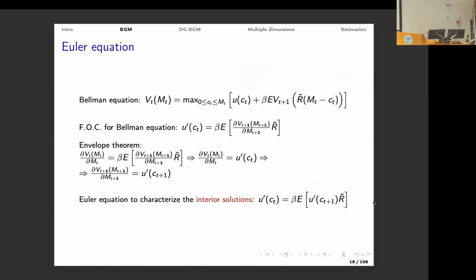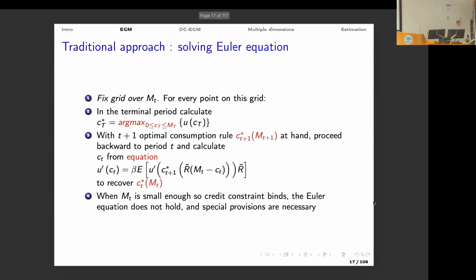Alternatively, we could write down the Euler equation, right? Let me skip the derivation. The Euler equation describes the optimal choices in two adjacent periods. It's basically a combination of first order conditions and the envelope theorem. It tells you that you have to equate the marginal utility of current consumption to the discounted expected marginal utility of future consumption with the growth factor there. And we could, in principle, also solve Euler equations to calculate these optimal choices.